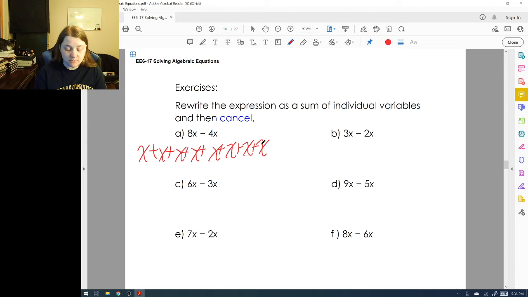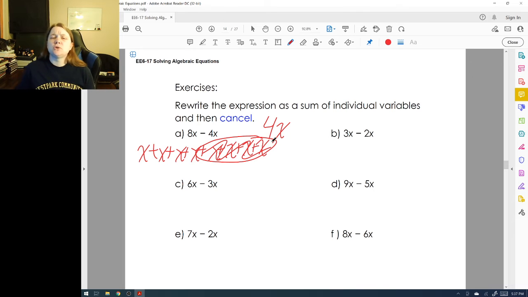And then I'm going to subtract 4 of them away, so these 4 are going to go away, and I'm going to be left with 4x. I'm not going to draw out all the rest of them. You are welcome to. I have limited space. 3 x's take away 2 x's means I only have 1 x left, or I can just write that as x. 6 x's take away 3 x's: if you have 6 cookies and you take 3 cookies away, that means you only have 3 left.